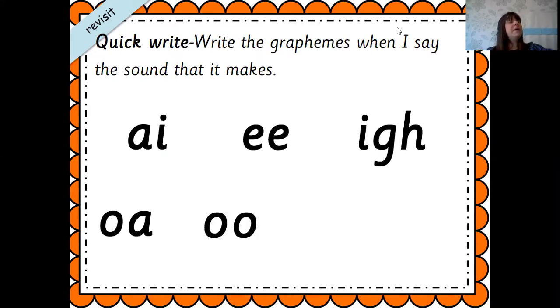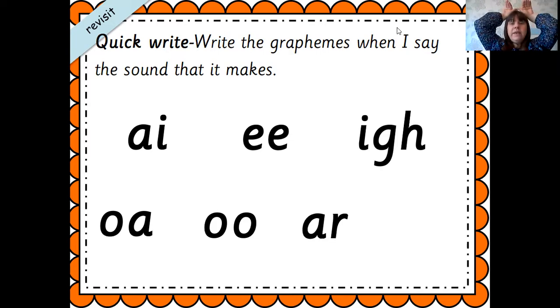Write the grapheme that makes the sound "ah". Which two letters make the "ah" sound? Ready, steady, show. Last one for this section. Write the grapheme that makes the sound "or". Instead of "ee", our mouths go back for "or", as in far, as in fork.